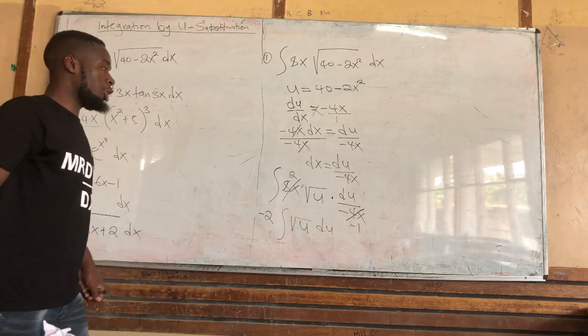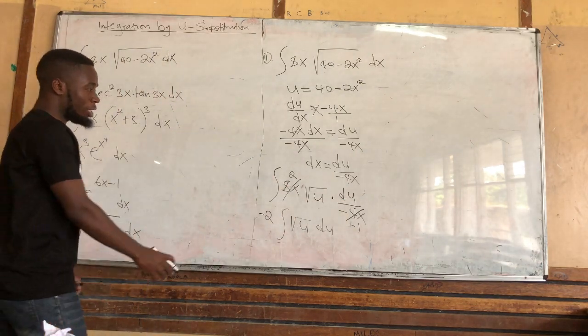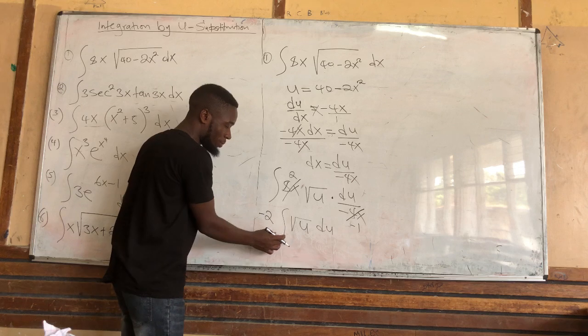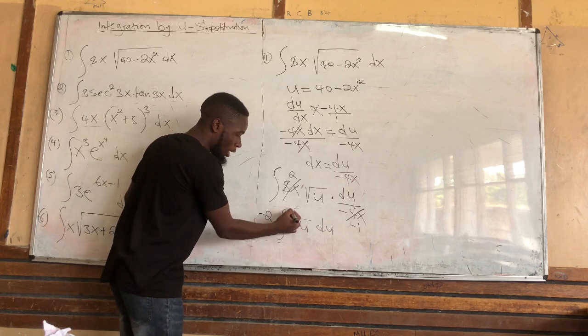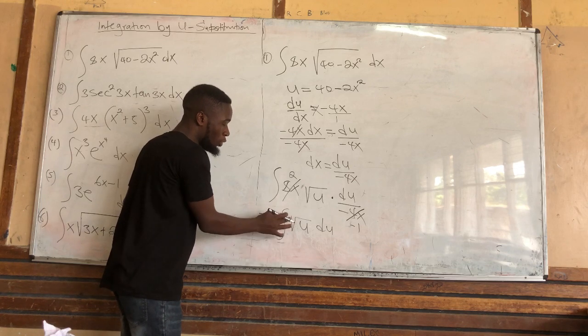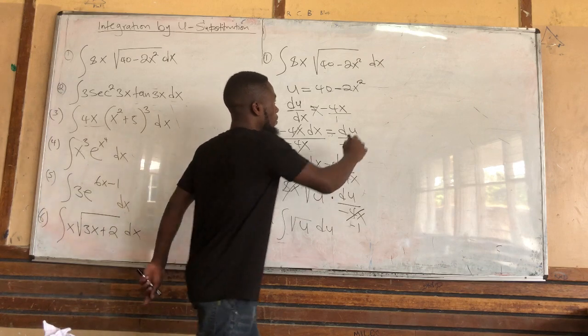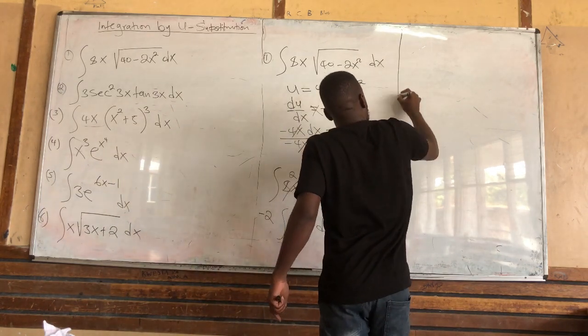Square root of u du, which is this du here. Okay? So what do you do from here? So what is the meaning of this? The meaning is that you need to integrate whatever is inside this integral sign. So let's put it here.